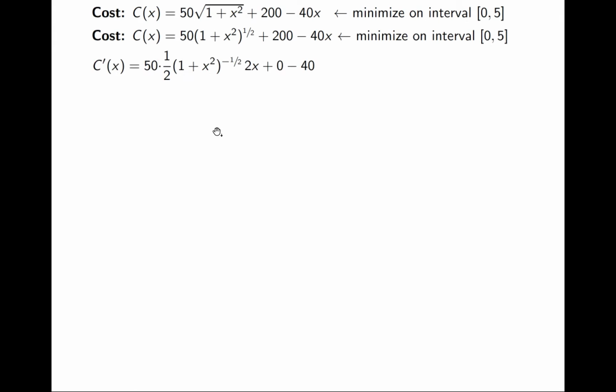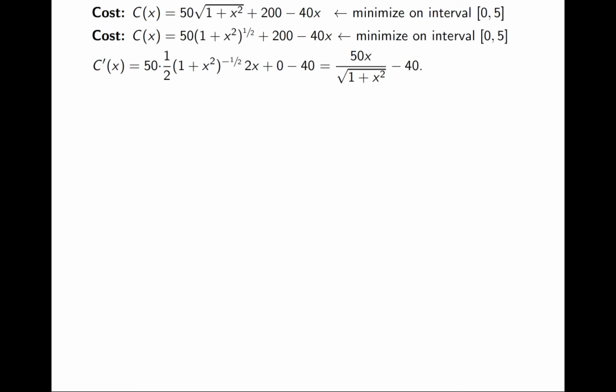And now we can find our derivative. Constant multiple rule brings the 50 here. The 1/2 comes down times the function 1 plus x squared to the power of 1/2 minus 1, which is negative 1/2. Then times the derivative of the 1 plus x squared, which is 2x. Then plus the derivative of 200 minus the derivative of 40x. So cleaning that up a little bit, c prime of x is 50x over square root of 1 plus x squared minus 40.